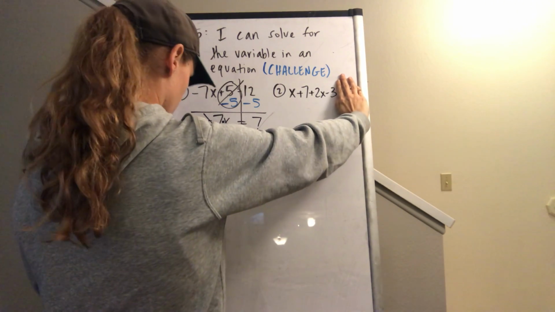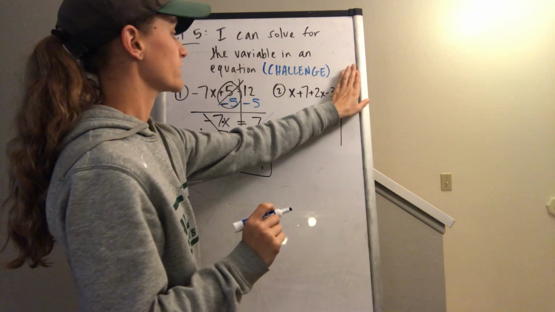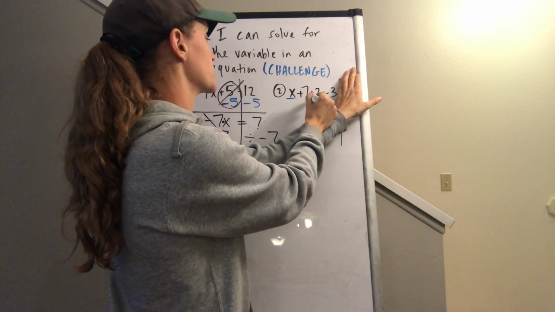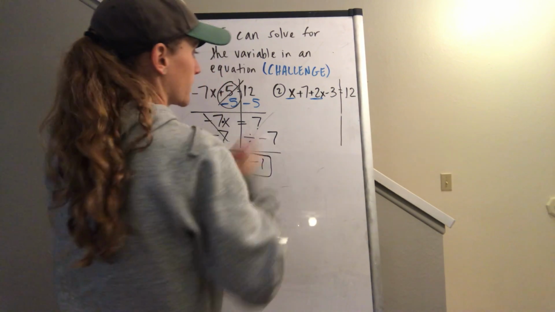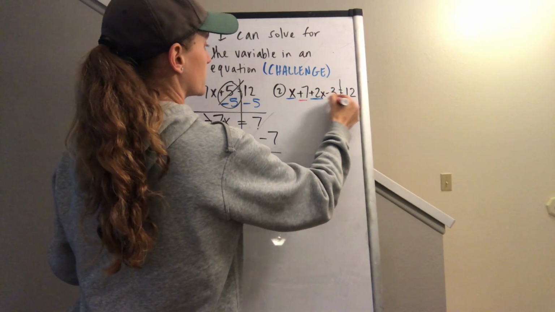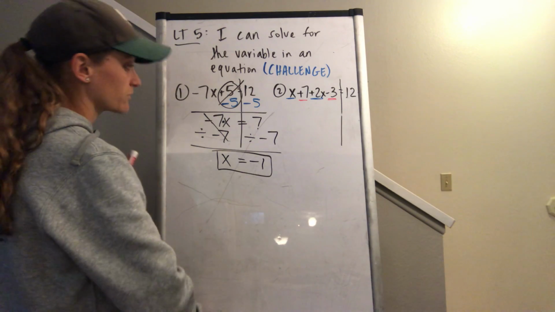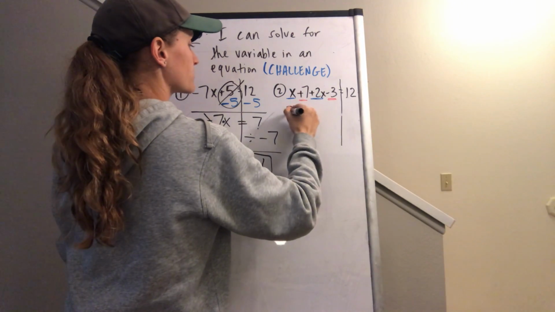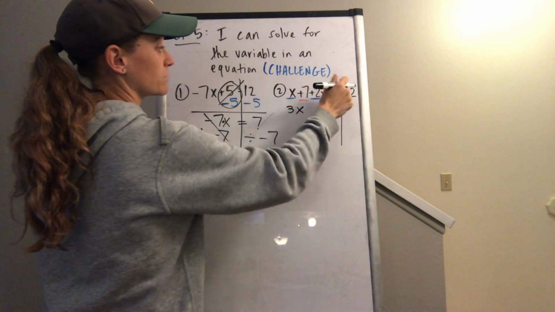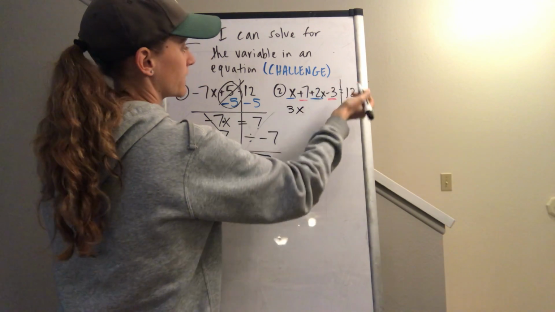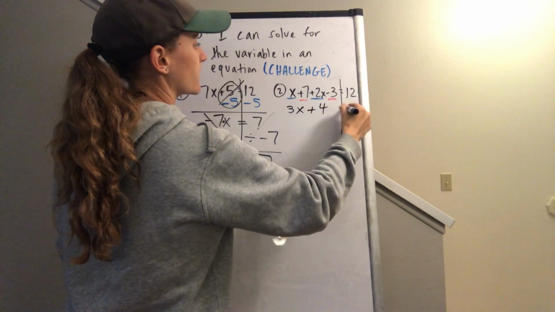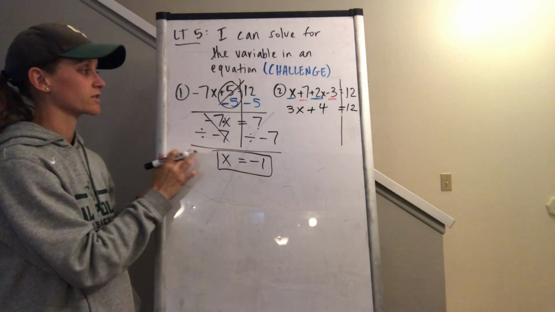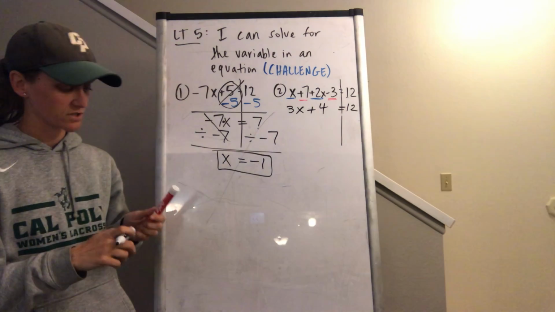So looking at this, if I cover that 12, I can combine x and the 2x, and then I can combine the 7 and the negative 3. So if I combine those, x plus 2x is 3x, and 7 plus negative 3, or minus 3, would be 4. And I just bring down that 12. So now that I've combined like terms, it looks exactly like the problem over here. So I'm going to solve it the same way.